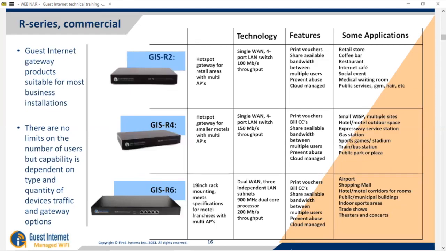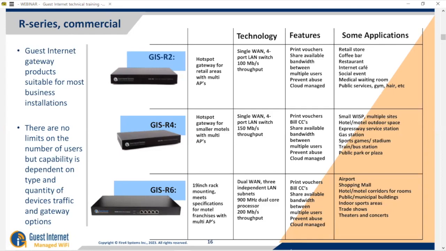The R series of commercial products, we have three. The GISR2 is the basic gateway product with 100 megabits throughput. The GISR4 has 150 megabits throughput, better performance and more features. And then the GISR6, we add more features, more performance, 200 megabits throughput.